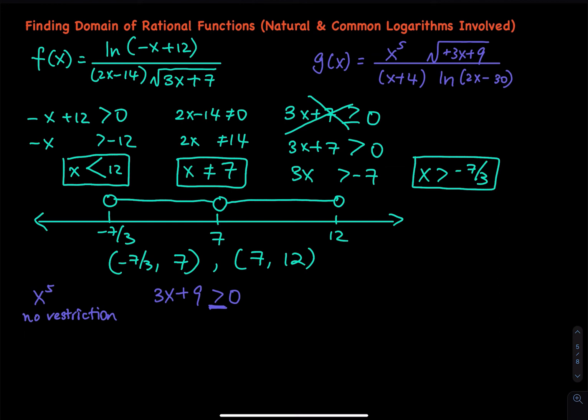Alright, solve it. 3x is greater than or equal to -9. Divide both sides by positive 3. We do not need to switch the sign at all, so x is greater than or equal to -3. Because you divided both sides by positive 3, not negative, you do not reverse the direction of the inequality symbol.